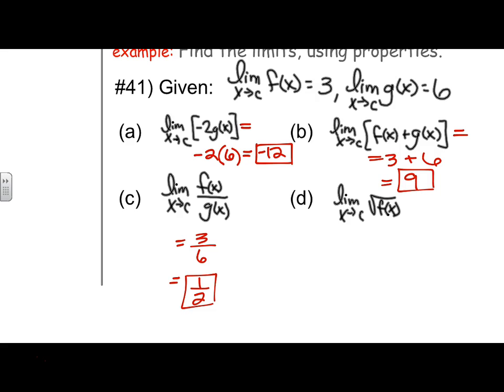1/2. Last but not least, what do you guys think for letter D? Good. Final answer, root 3. How come? Because I plug in 3.